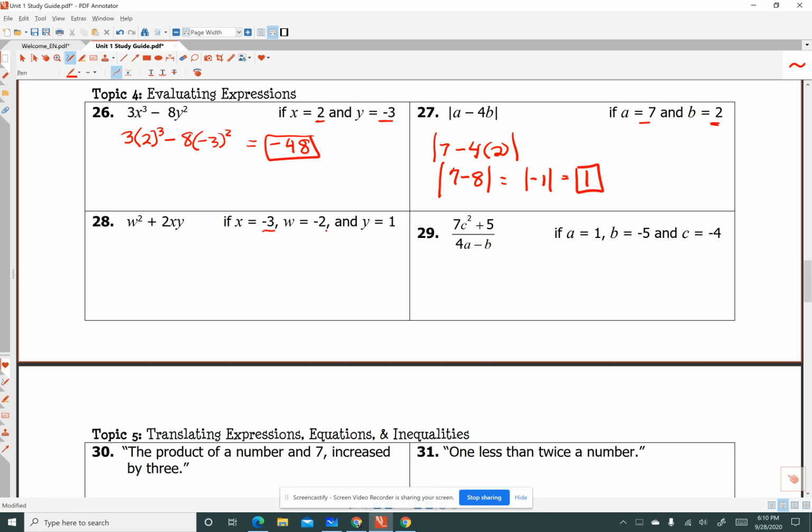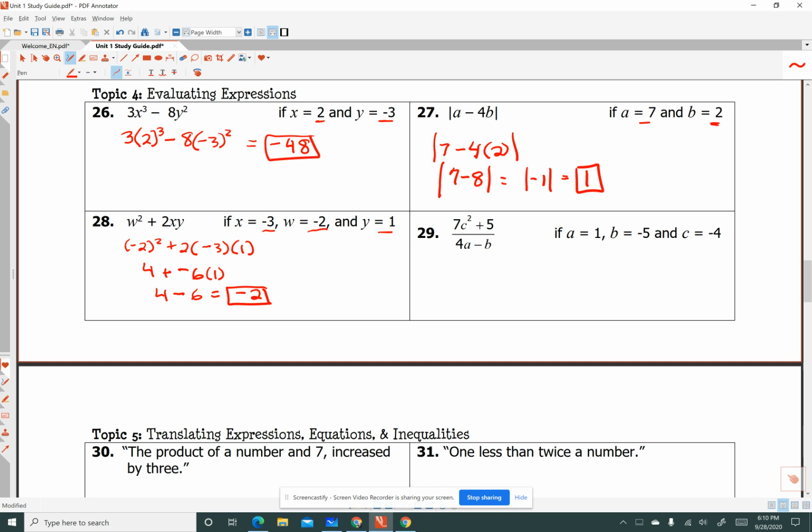Okay, here W is negative 3. I'm sorry, X is negative 3, W is negative 2, and Y is 1. So we've got negative 2 squared plus 2, negative 3, 1. So negative 2 squared is 4 plus 2 times negative 3 is negative 6 times 1. So we can get rid of the positive sign there because this is really 4 minus 6, which equals negative 2.